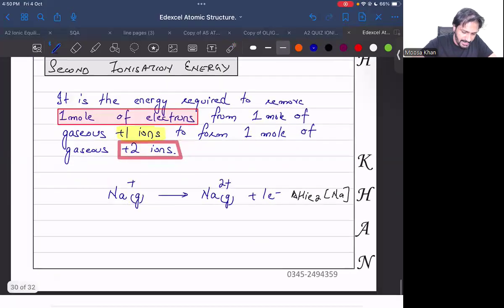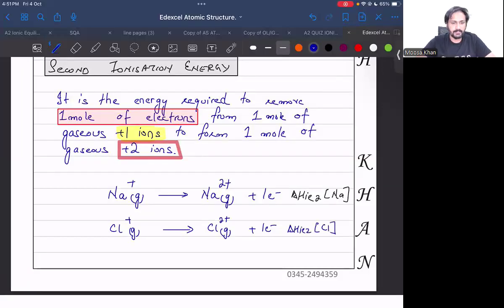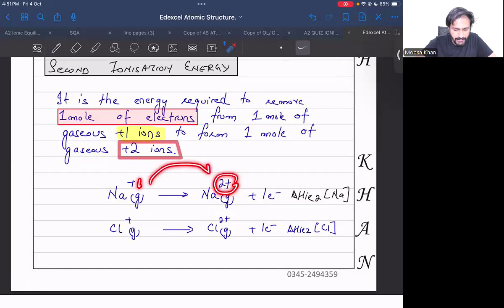Similarly, if I asked you to write the equation for the second ionization energy of chlorine, if you have a chlorine plus 1 gaseous ion and you remove a further 1 mole of electrons, you get Cl 2 positive gaseous ion. So this is the equation for the second ionization energy of chlorine. Rida asks, if you are forming a positive 2 ion from a positive 1 ion, how many electrons do you need to remove? You just need to remove 1 mole of electrons, because the ion on the left hand side was already plus 1. Got it?